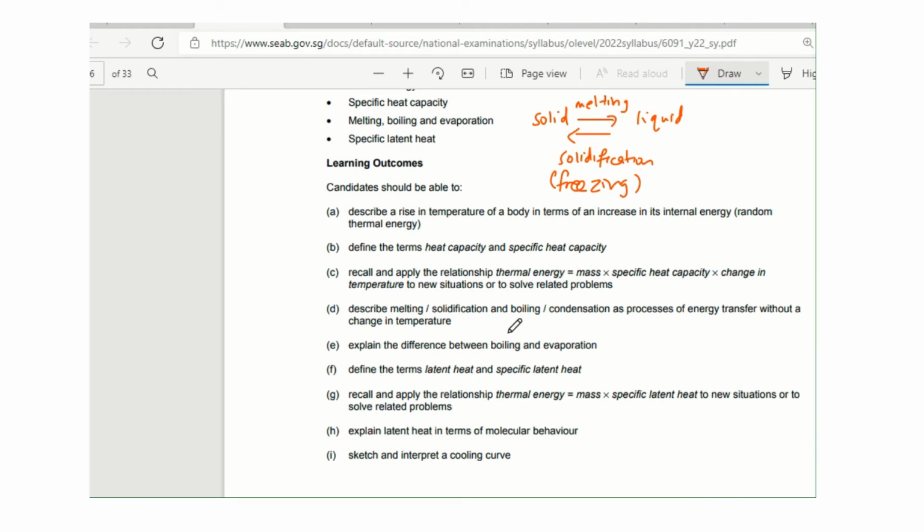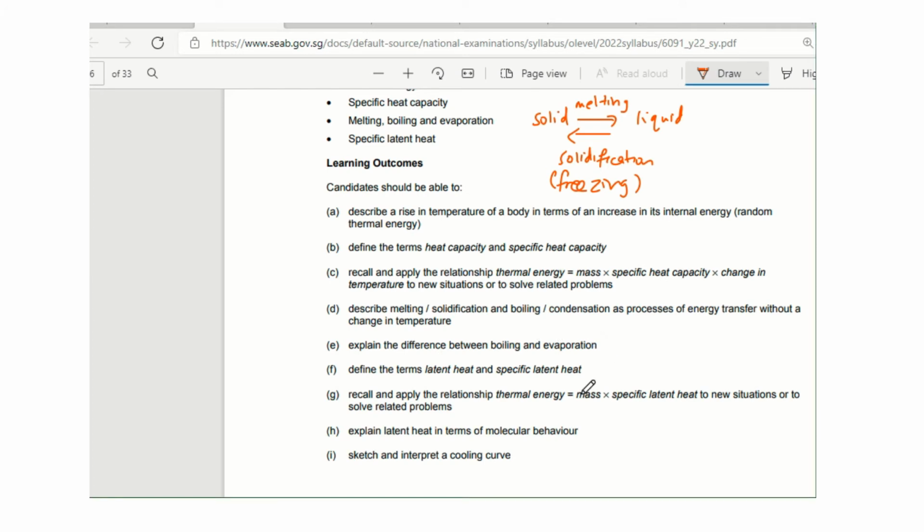Next, for boiling, the temperature remains constant throughout boiling. But for evaporation, when evaporation takes place, the particles with the higher kinetic energy will be lost to the gaseous state. So there is an overall decrease in the average kinetic energy of the liquid. So therefore, evaporation will result in cooling of the liquid.